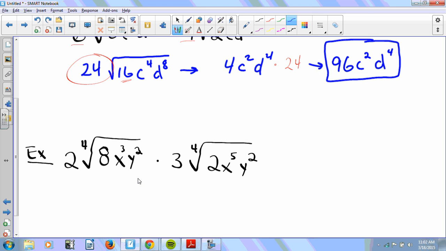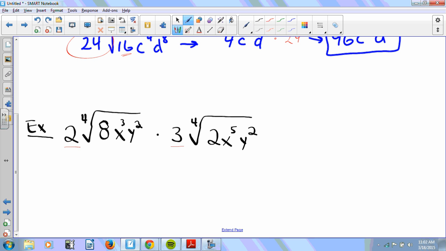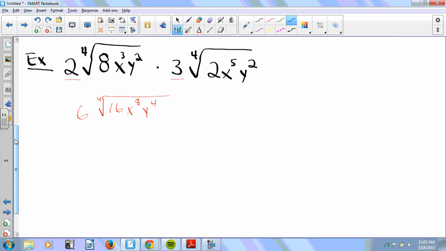Okay, so looking at the problem, as we did before, we have radicals being multiplied, and they're the same index, which is good. So multiply the outside stuff, multiply the inside stuff. So 2 and 3, if we start with those, 2 times 3, you get 6. So the outside starts with that. Keep the radical the same, it's the 4th root, and multiply the inside stuff. 8 times 2, you get 16. X cubed times x to the 5th, you get x to the 8th power. Y squared times y squared, you get y to the 4th. So your first line of offense here is just to multiply similar things together, outsides and insides.